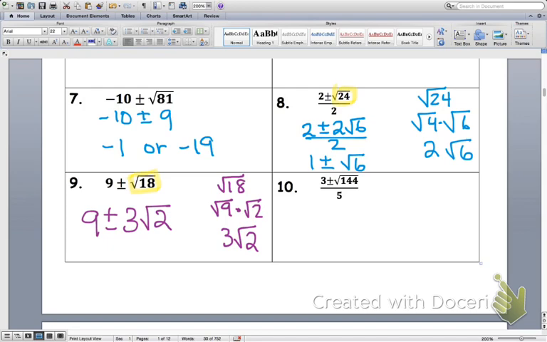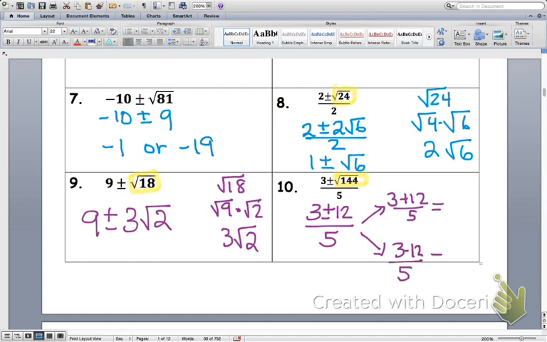And the last one, we have another square root. Although this one is a perfect square, so I'm going to divide it out nicely. So it's going to be 3 plus or minus 12 all over 5. But in this case, the 5 doesn't divide into the 3 or the 12, so I'm going to have to do it the longer way, which means I'm going to split it into both the plus and the minus. I just don't have room in the bottom, so I'm going to write it sideways. 3 once with the positive and once with the negative. And I figure each one out separately.